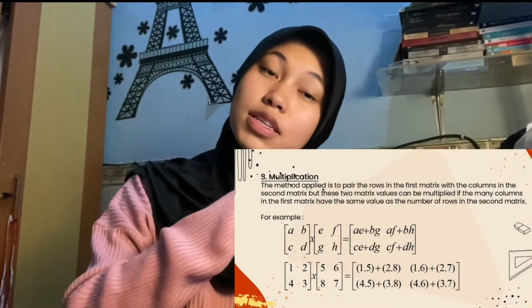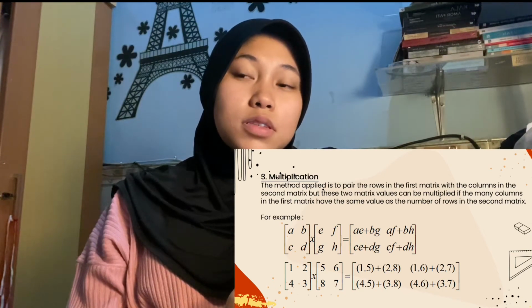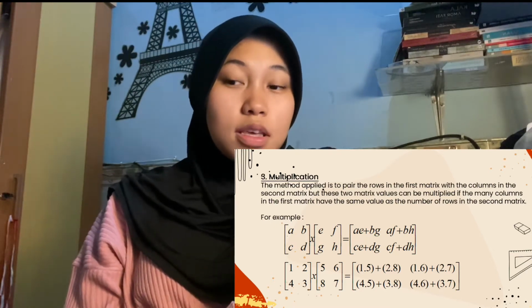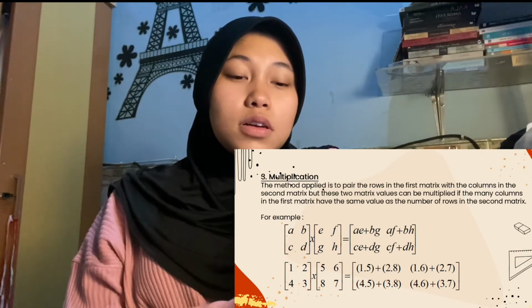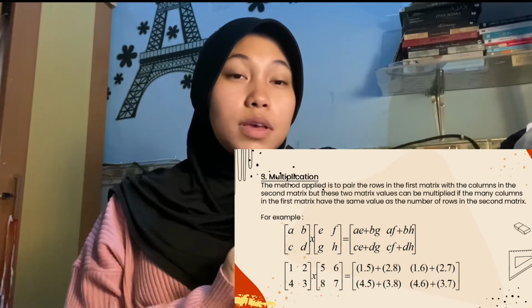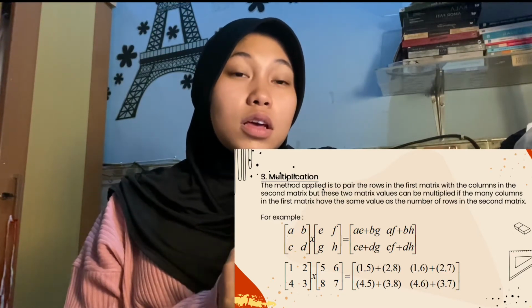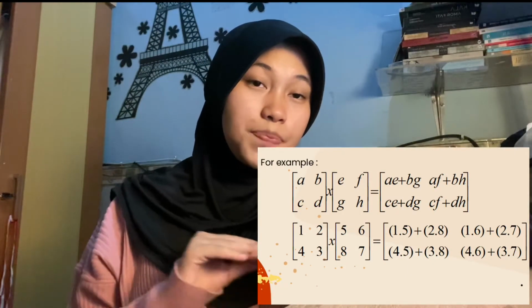And then the third is multiplication. If we want to multiply matrices, the first requirement is that the number of columns of the first matrix should be the same as the number of rows of the second matrix. And then we're going to multiply them, the columns of the first matrix with the rows of the second matrix. And here's the example question.